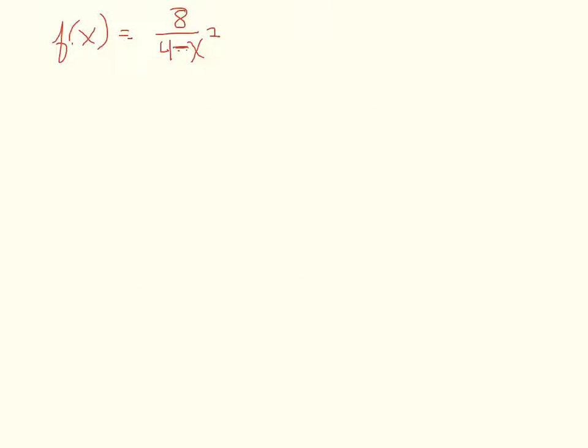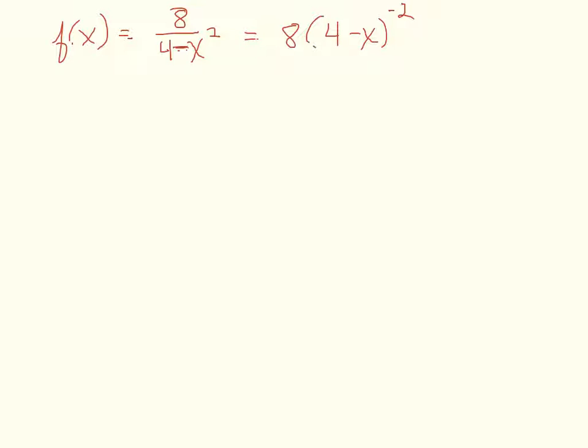All right, here's another function. F of x equals 8 over 4 minus x squared. I'm going to rewrite this just because it's going to be a little bit easier to take the derivative this way, or I think it is. It's up to you when we get ready to take our derivative.